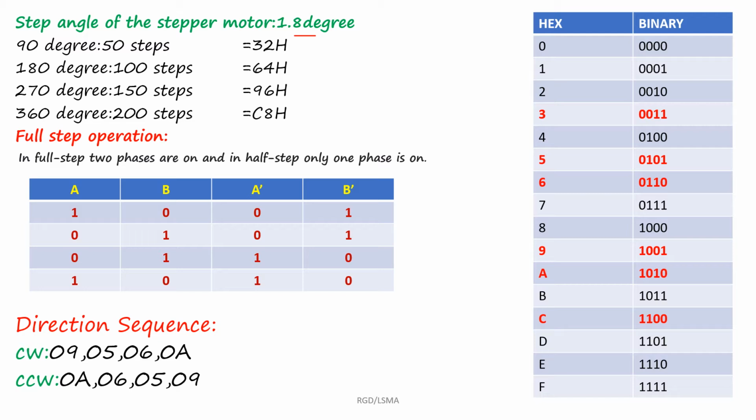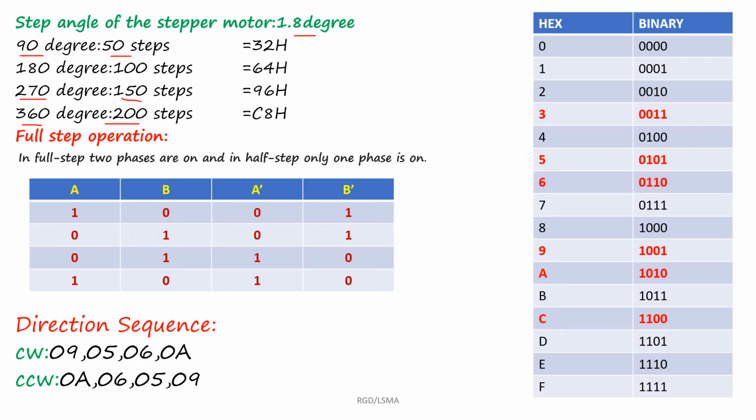So how to stop the motor at the required angle: if you want to stop the motor at 90 degree, you need to find out the number of steps. For 90 degree, 90 by 1.8 gives 50 steps. Similarly, 180 by 1.8 gives 100 steps, 270 gives 150 steps, and 360 gives 200 steps.